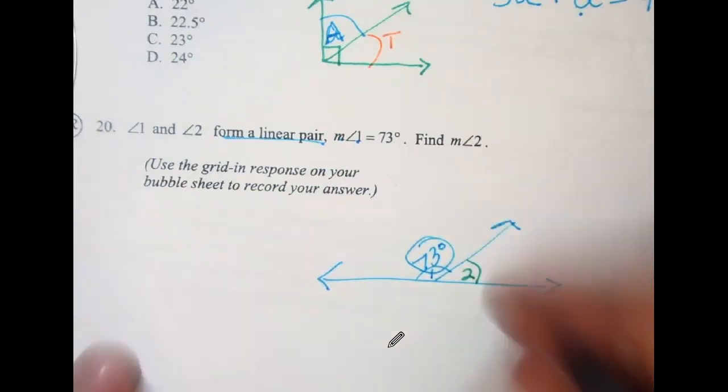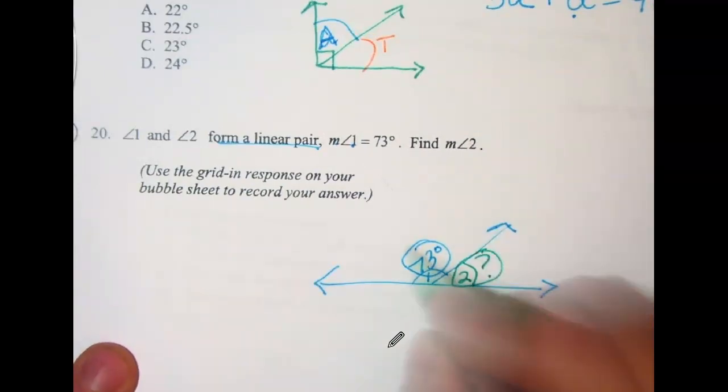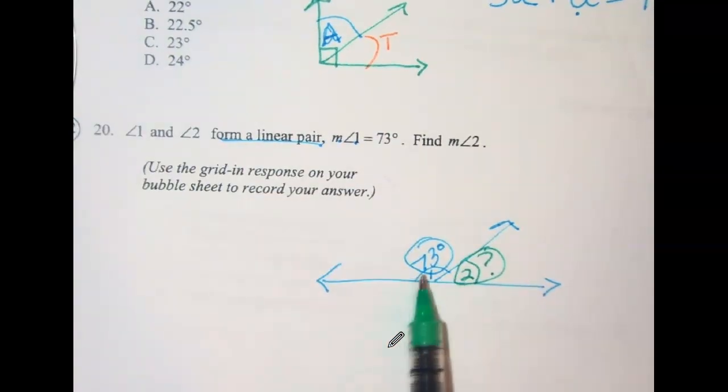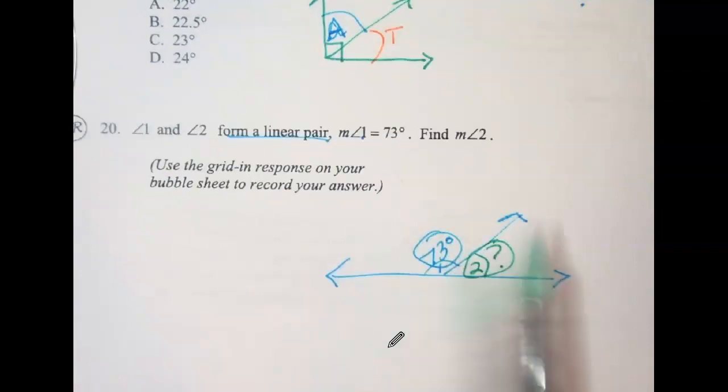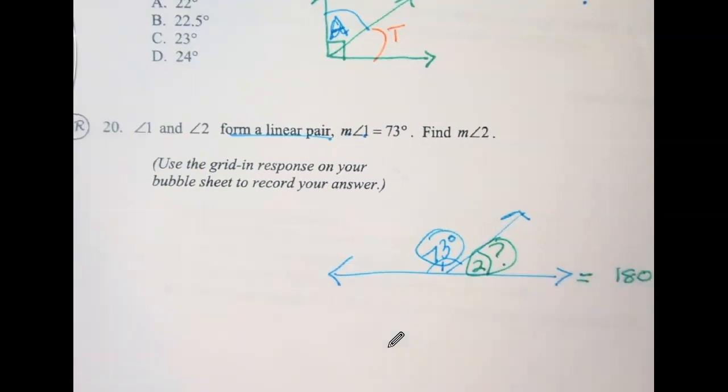It says find angle 2. This is what we don't know. So we're solving for this side. You should be able to set this up. It's almost exactly like 19, except we know that when we take this, we have a piece, and it's all equal to, just remember that straight line is 180, so that's the number you're working with.